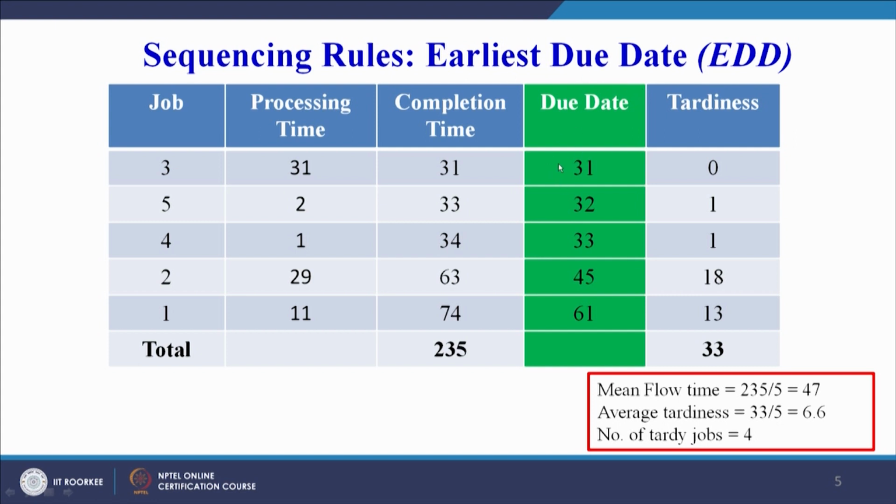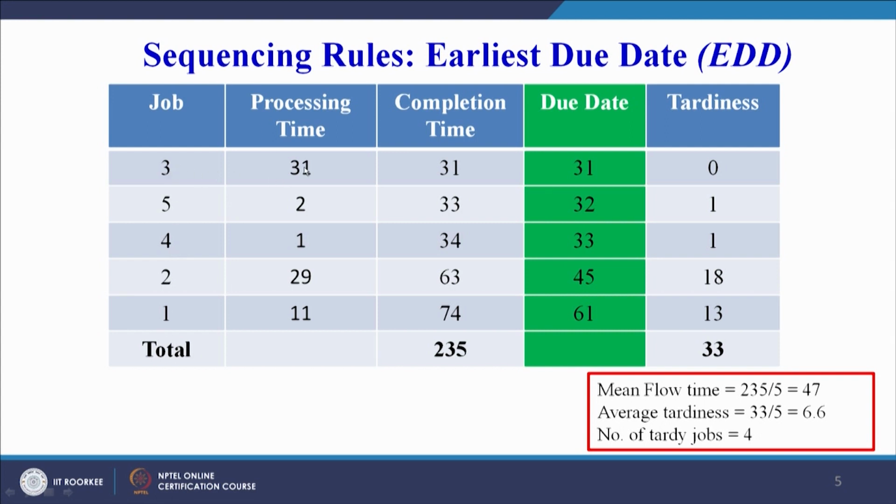So earliest due date, as we know here, we can arrange it in increasing order. So the earliest due date is for job number 3, the latest due date is for job number 1, and accordingly the processing time is given for each job.